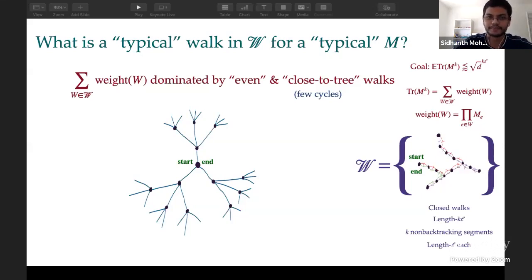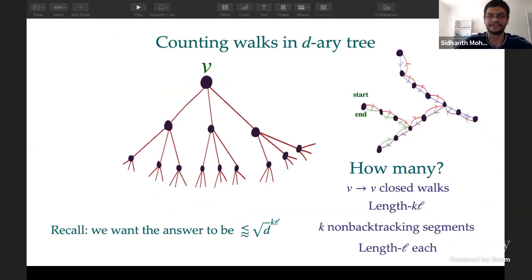So let me set up a clean combinatorial question. So you have a d-ary tree. It's rooted at this vertex, which has been labeled as V. And we want to count the total number of closed walks that start at V, end at V. These closed walks need to have length KL, and they need to have a special structure that they're composed of K length L non-backtracking segments. And recall that we'd be happy if the bound we could get on the number of such walks is square root of d to the L.